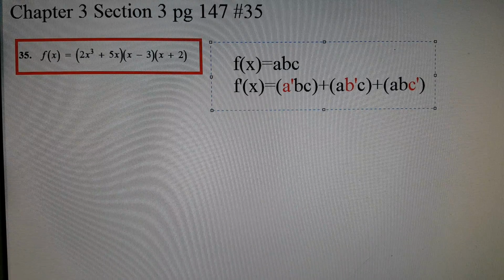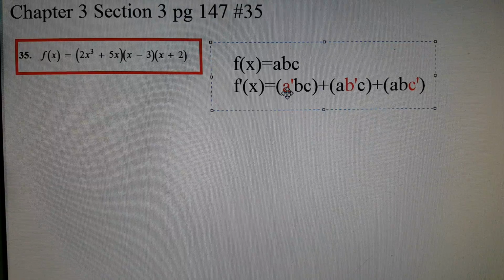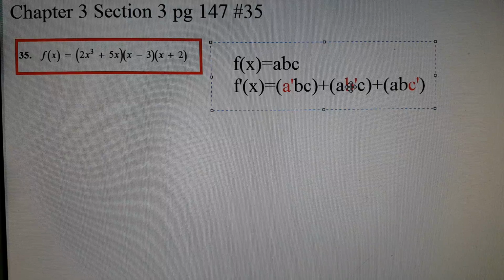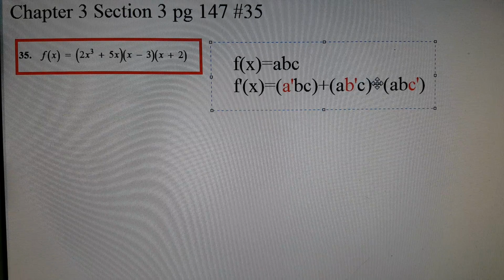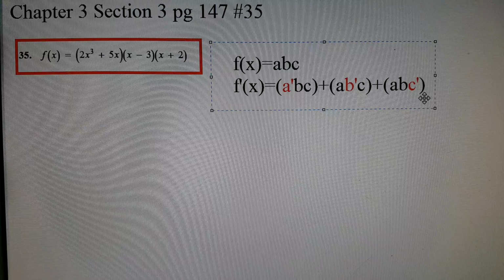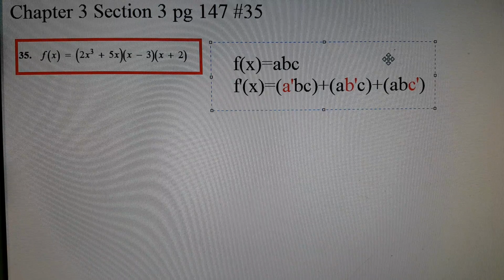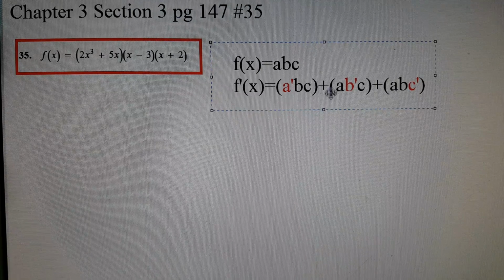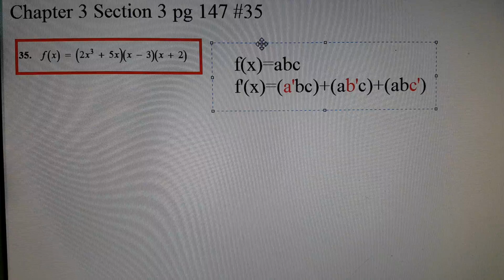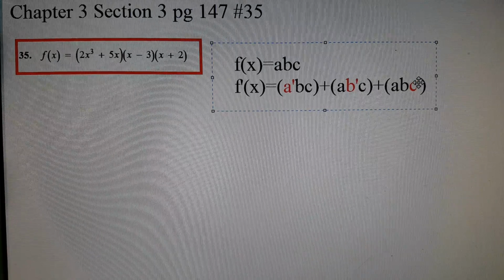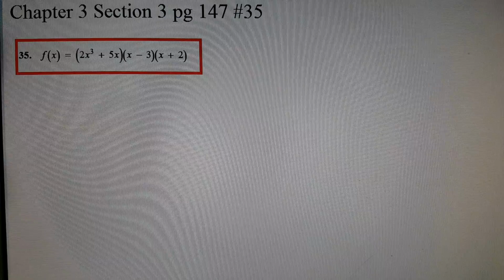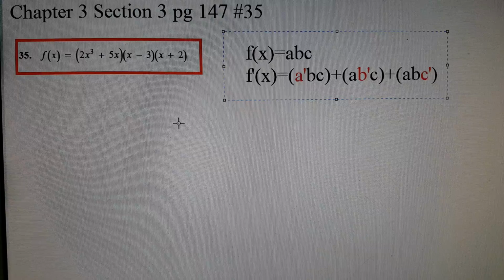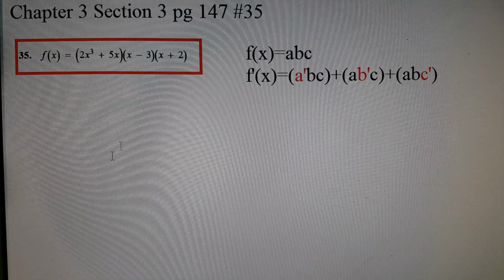F of x equals ABC. So that's three terms being multiplied together. You take the derivative of the first term times the other two, plus the derivative of the second term times the first and the third, plus the derivative of the last term times the first and the second. It doesn't matter what order you do it in. You can switch it up, as long as you take the derivative of each one at a time times the other two terms as they are, you'll probably get the right answer. So we're just going to follow this for this function here, and let's do it.